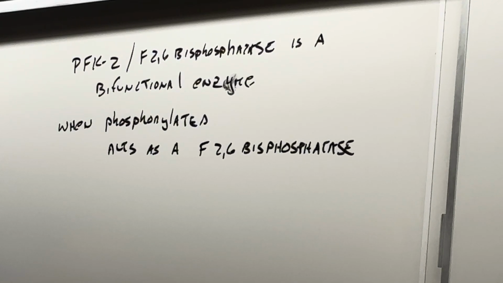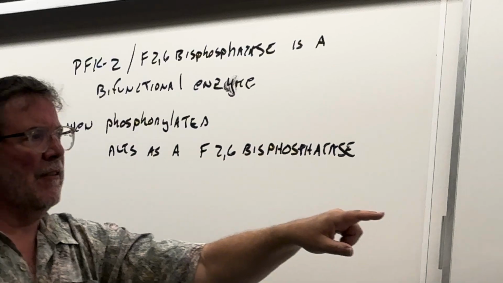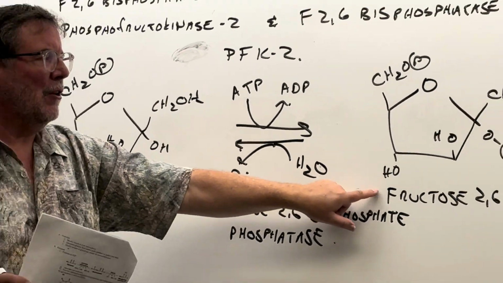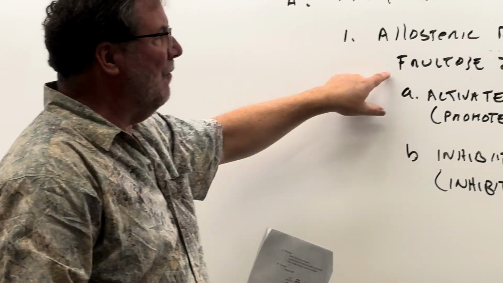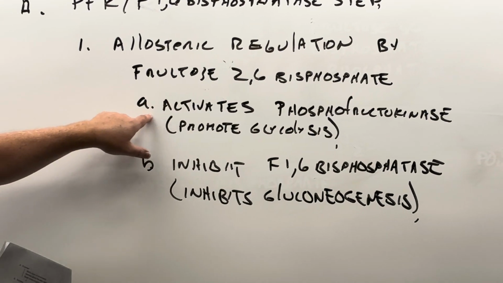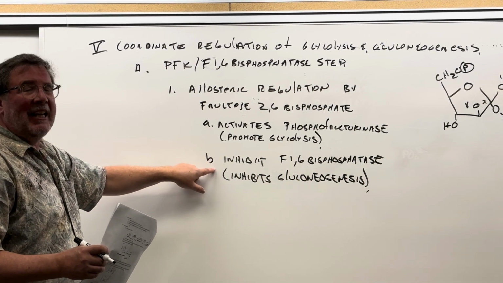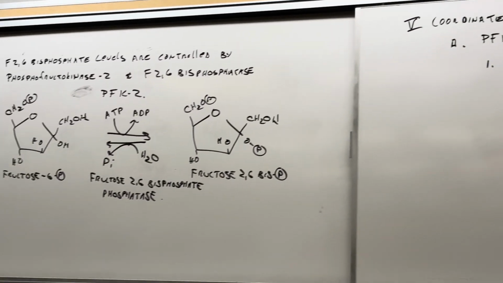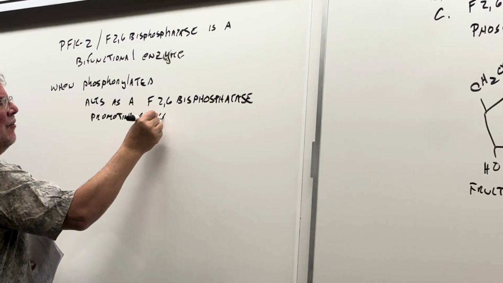Okay, so let's see what happens when that protein is phosphorylated. When that protein is phosphorylated, it acts as a fructose 2,6-bisphosphatase. So that's going to take this, and it is going to hydrolyze it to this, so we get rid of our fructose 2,6-bisphosphate, right? So if we don't have the fructose 2,6-bisphosphate, we're not going to activate phosphofructokinase, and we're not going to inhibit fructose 1,6-bisphosphatase. So the net reaction is to promote gluconeogenesis, all right? So all of this leads to the ultimate thing of promoting gluconeogenesis.